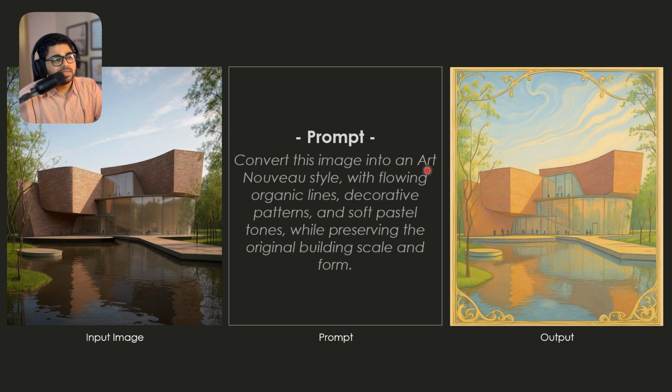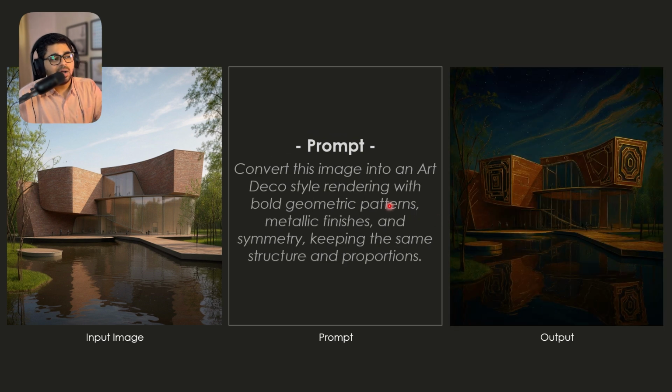Then next one, I said make it like an Art Nouveau style while preserving the original building scale and form. Okay, always you have to mention what is to be preserved. If you say convert the image fully, it will. But here if I only say convert the image into this, it will change the building as well. That's why I had to write while preserving the original building scale and form. Then I was like, let's make it into Art Deco, and this is wild.